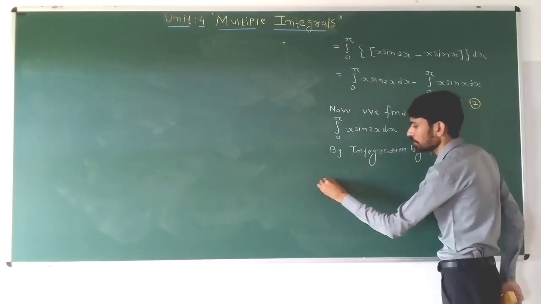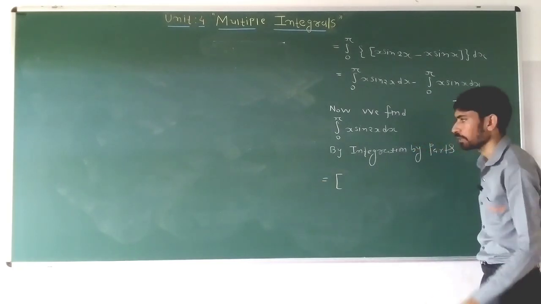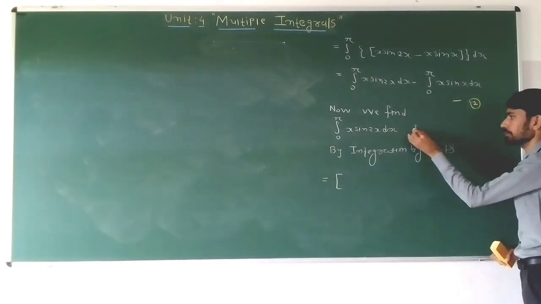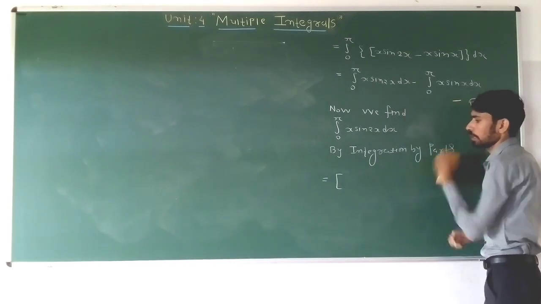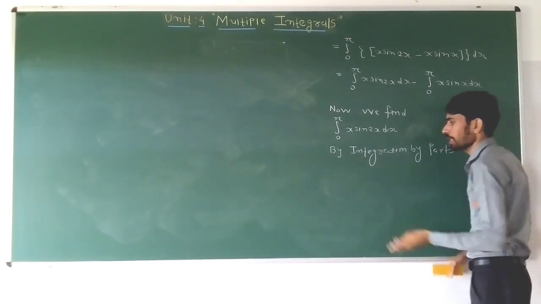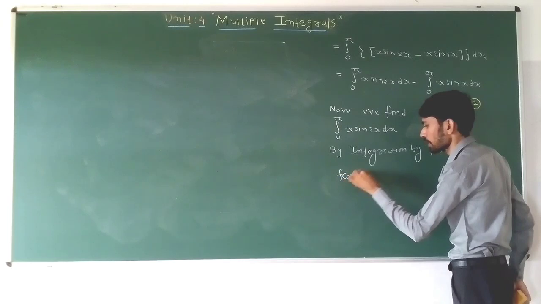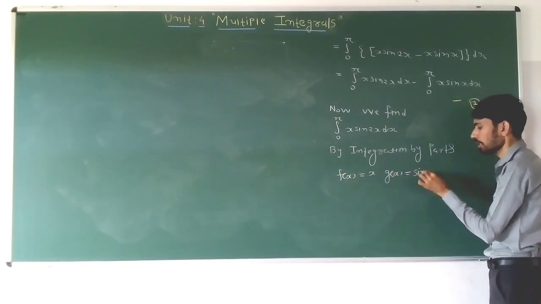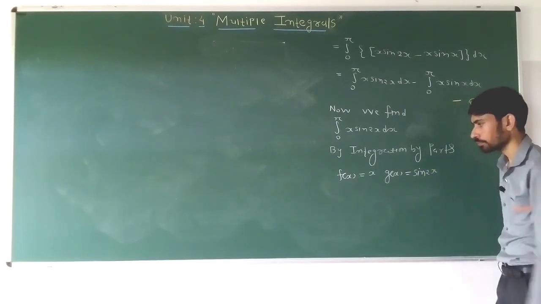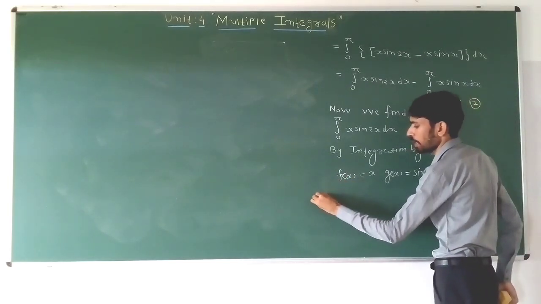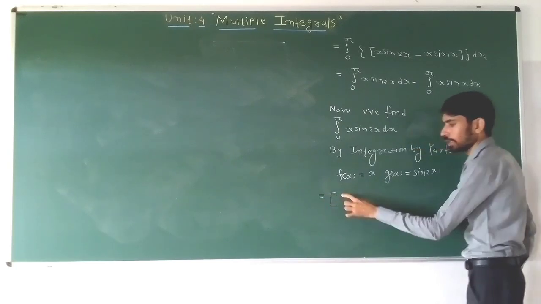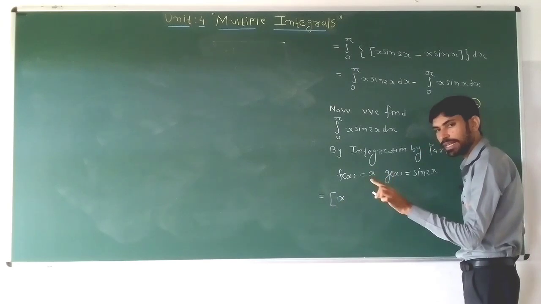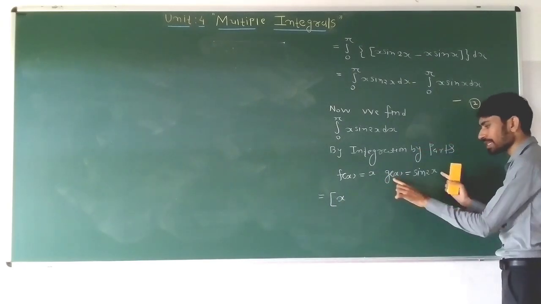So what is the formula? In a bracket, here we write f of x and g of x, so you better understand. So f of x is equal to x, and g of x is equal to sin 2x. So now we apply our formula. So what is the formula? f of x as it is, where f of x is x. So x as it is, integration of g of x, where g of x is sin 2x.